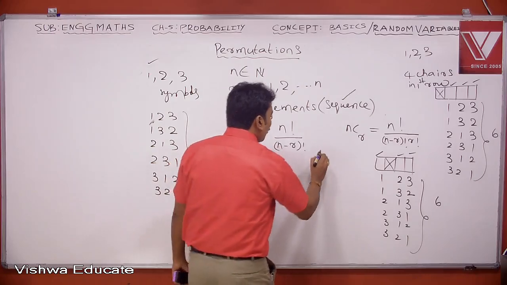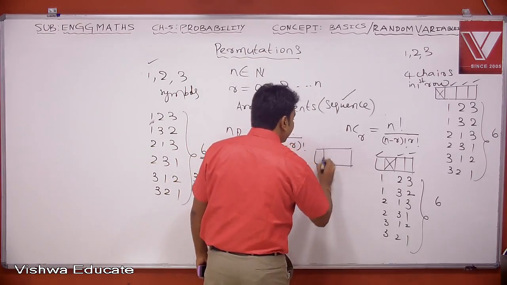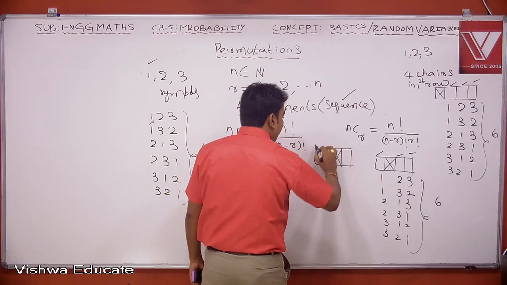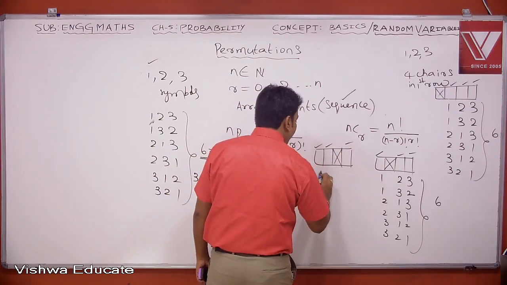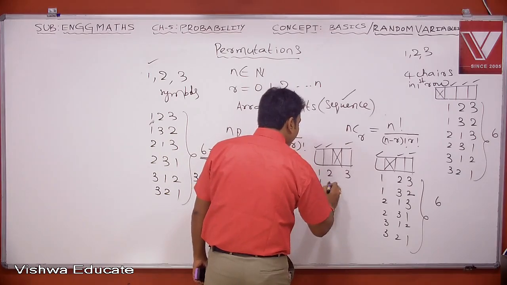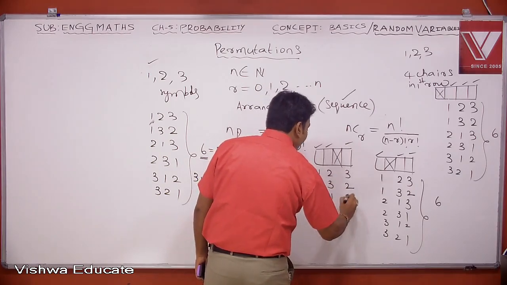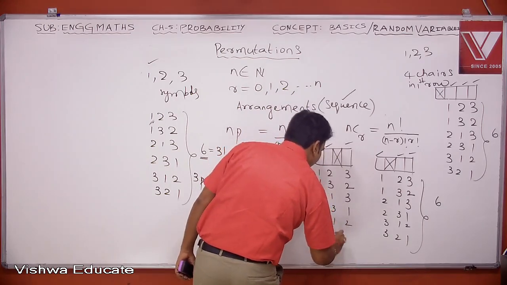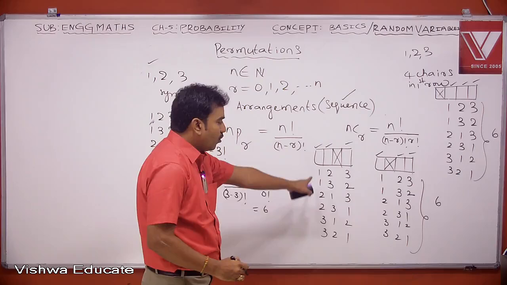Next time they don't want to sit in this position, the last but one position. They can occupy these. So again 1 2 3, 1 3 2, 2 1 3, 2 3 1, 3 1 2, and this is 3 2 1. Again we got 6 chances.